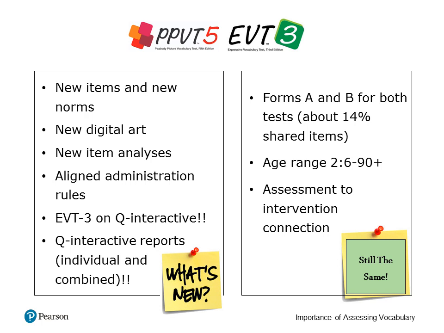Things that are going to stay the same include that we will still have both Forms A and B for each test, with about 14% shared items. The age range for both tests remains from 2 years, 6 months to 90 years plus, and they will both provide that assessment to intervention connection.